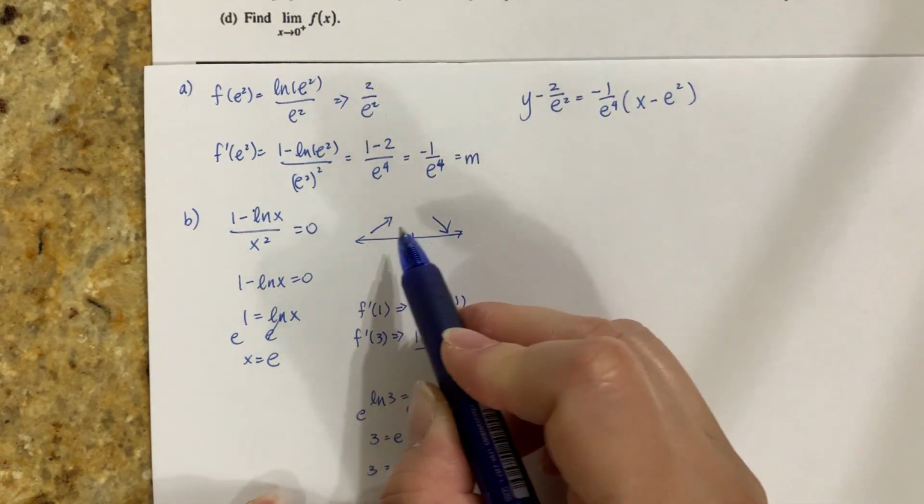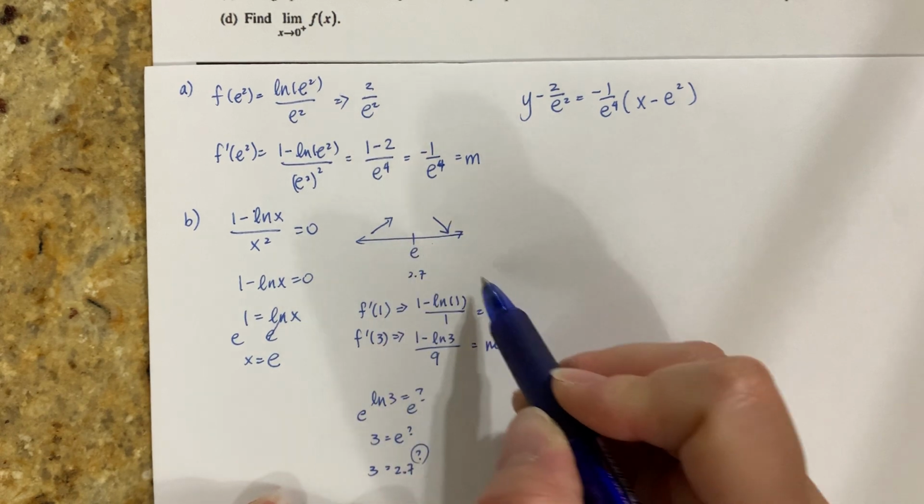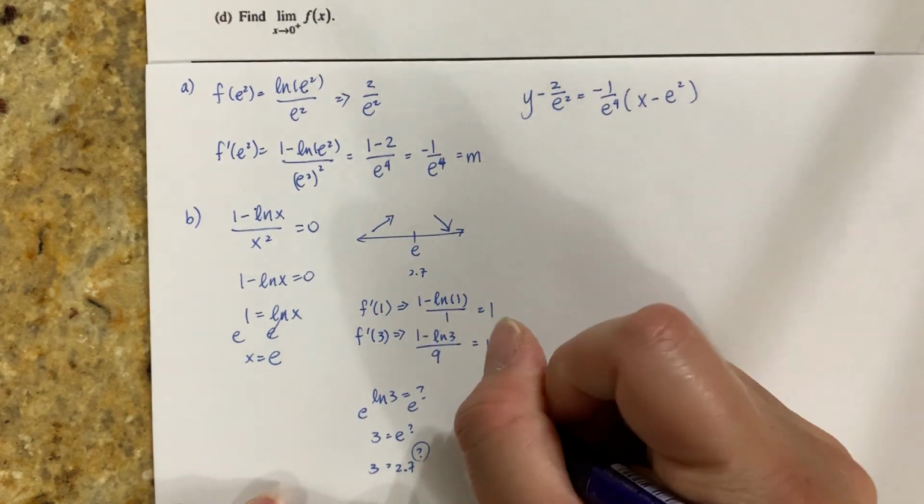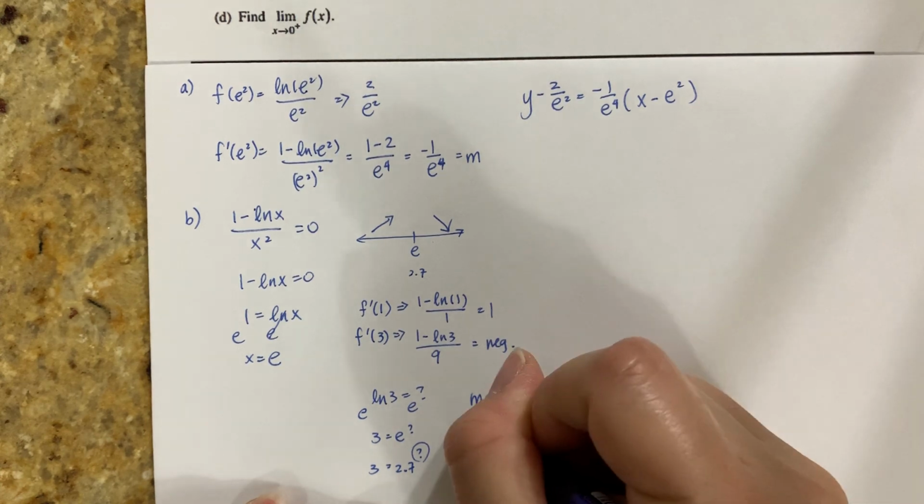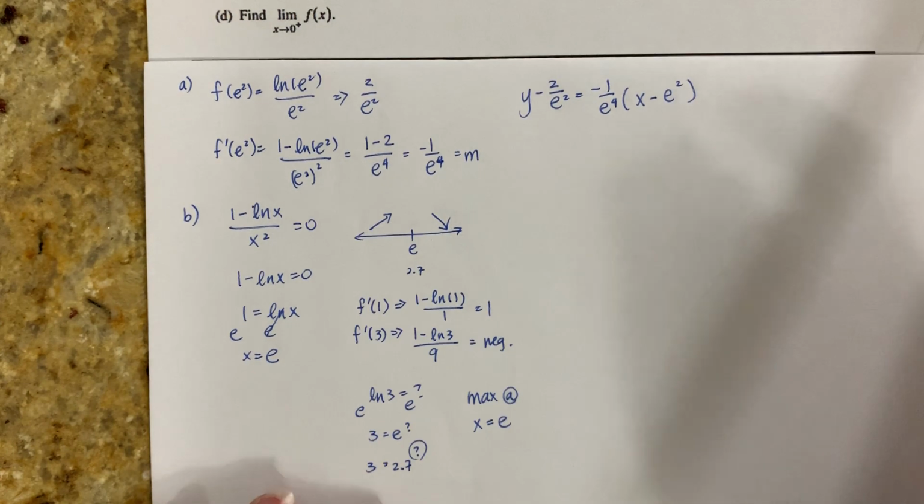So that proves to me that the slope changed from increasing to decreasing. Therefore, it is a maximum at x equals e. All right. Part C.